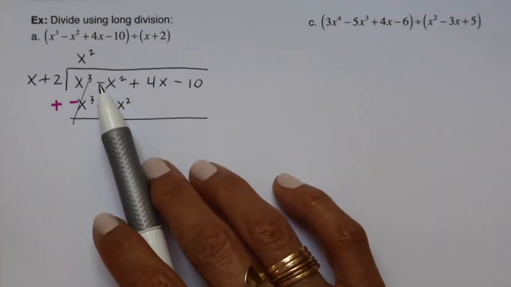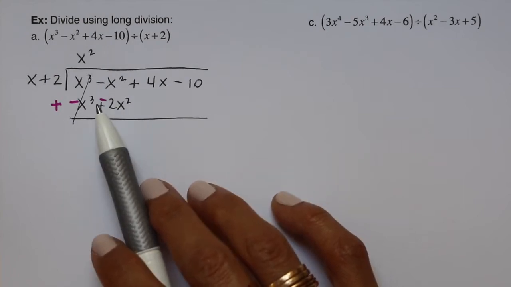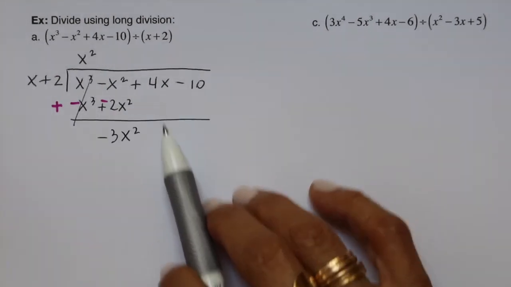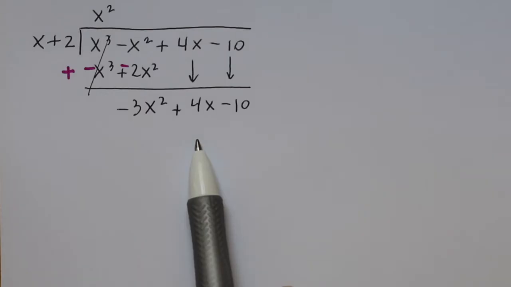We're going to combine these. So you have negative x squared and negative 2x squared makes a total of negative 3x squared. And then we're going to drop these two terms down. Okay, so we just made it through one whole round, and we're going to do the process again.